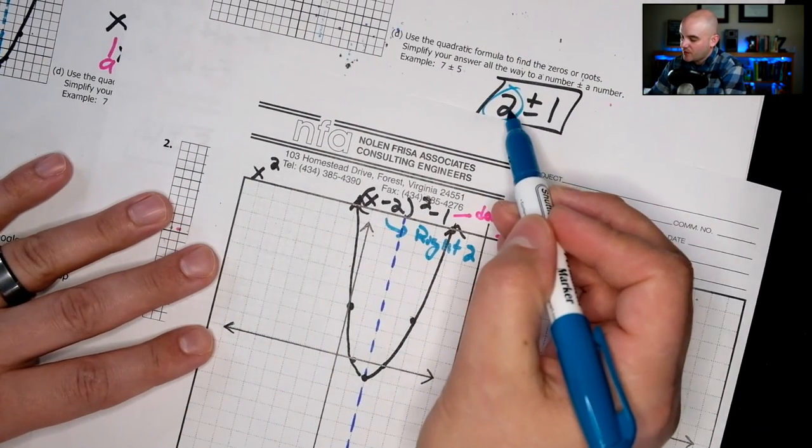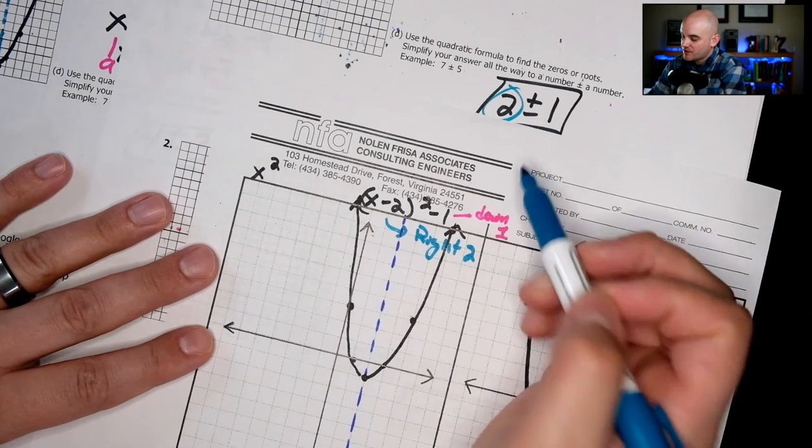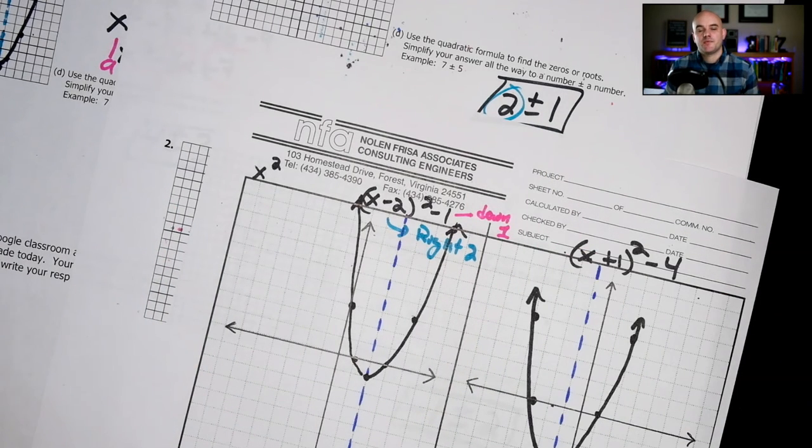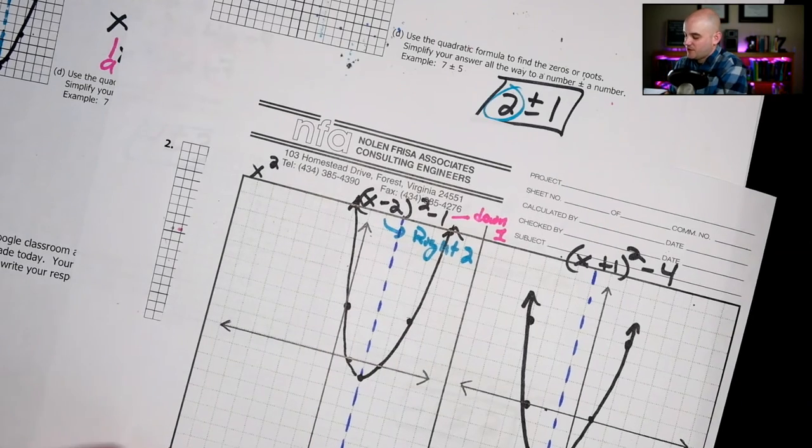Here's our graph number 1. Where do we have 2 represented? And where's this plus or minus 1 represented? All right. I've trusted that you've paused the video and you're ready to give me your answer.